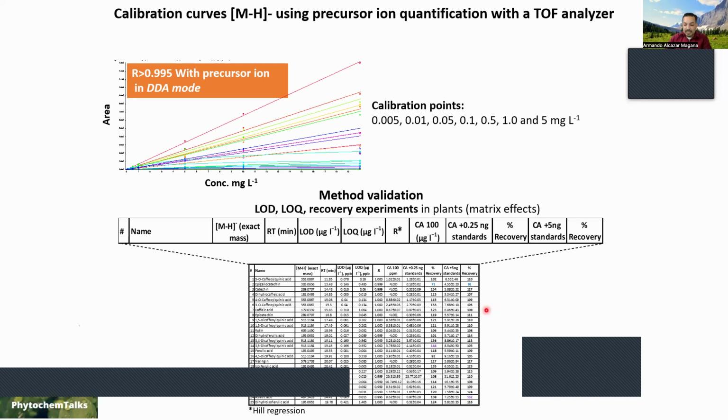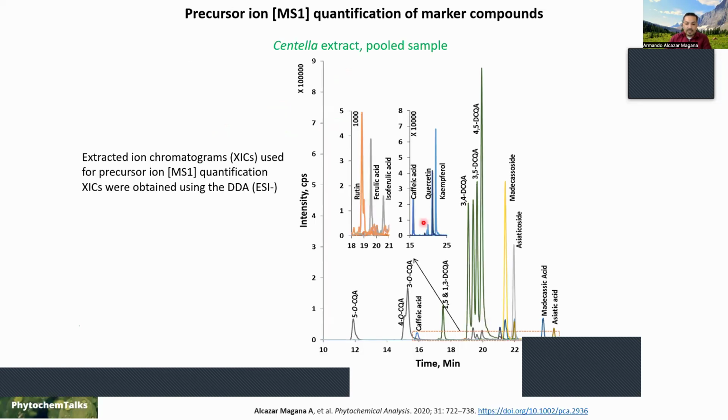So in these cases, we basically got close to 100% recovery. Sometimes we get a little bit more, and that is because sometimes the matrix has some enhancing effects, and sometimes we have less. The most common thing is that we get less.